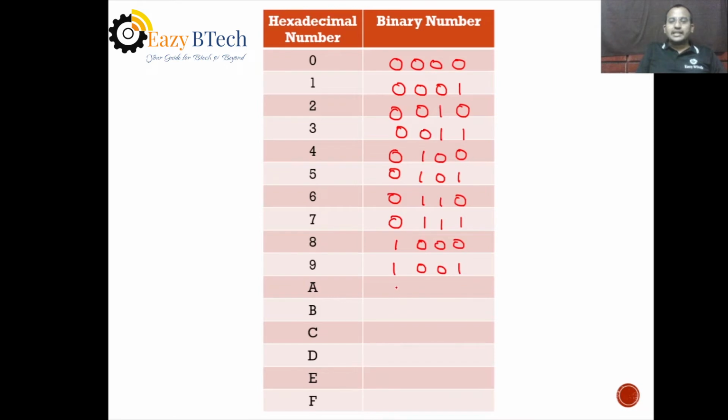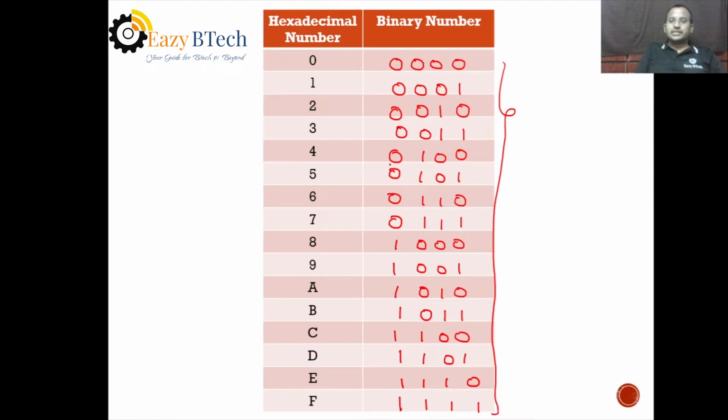A means 10, which we represent with 1 0 1 0. B means 11, represented with 1 0 1 1. C means 12, represented with 1 1 0 0. D means 13, represented with 1 1 0 1. E means 14, 1 1 1 0. 15 means F, 1 1 1 1. So these are the hexadecimal digits 0 to F and their corresponding binary equivalents.